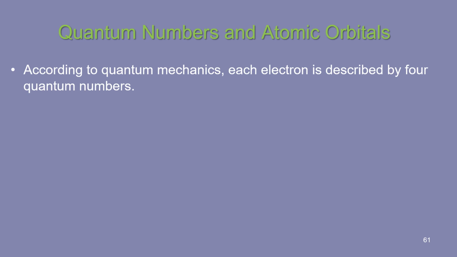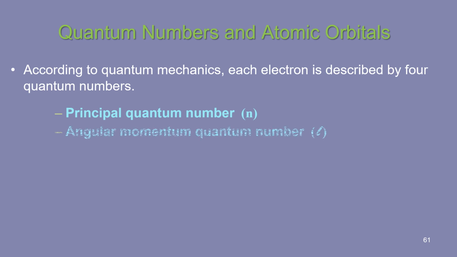Okay, so there's these 4 quantum numbers. Each electron is defined by 4 quantum numbers. So I'm going to go through the different quantum numbers. Okay, so let's define them. So the first quantum number is called the principal quantum number. It's given the symbol n, and this is the same n that we've already been talking about. It tells us which energy level the electron sits on.